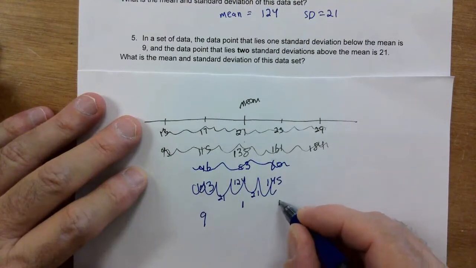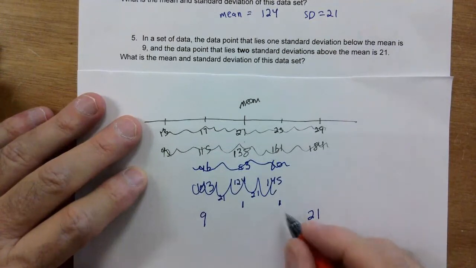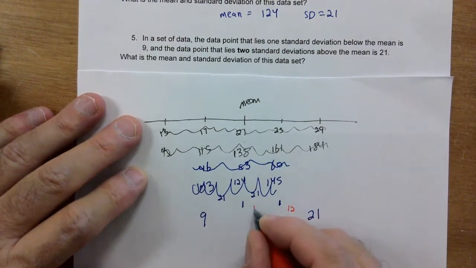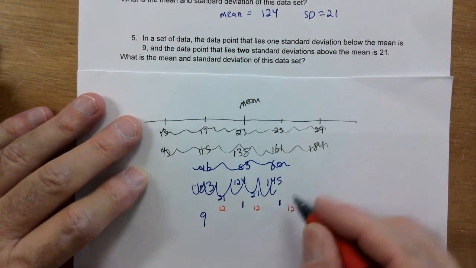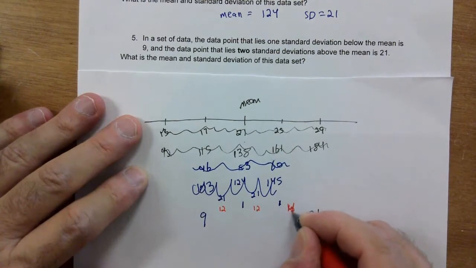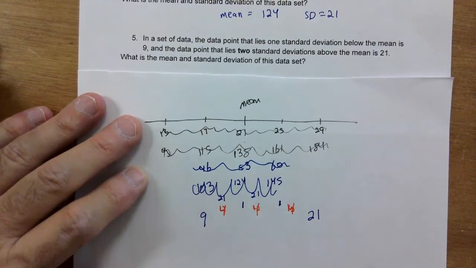Here's the mean, here's the first standard deviation. They must be 12 apart. There's a 12 right here, and a 12 right here, and a 12 right here. I'm sorry, my mistake. They're 12 apart, so I divide this by 3. The standard deviation is 4.